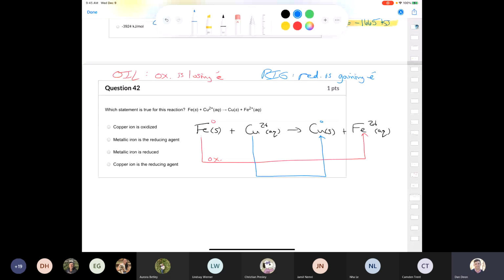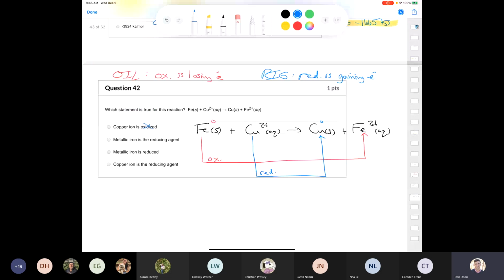Well, how do you lose 2 plus charges? You have to balance them out with 2 negative charges. So it's gaining electrons, and so it is being reduced. If you look at the possible answers, it's saying, which statement is true? We're looking for a true statement here. Copper is being oxidized? The copper ion, no, it's being reduced.